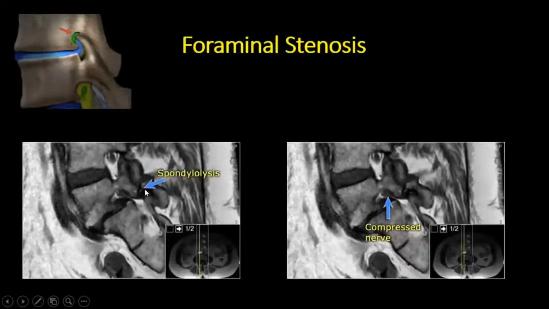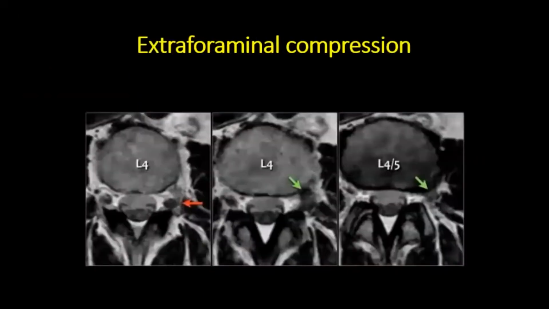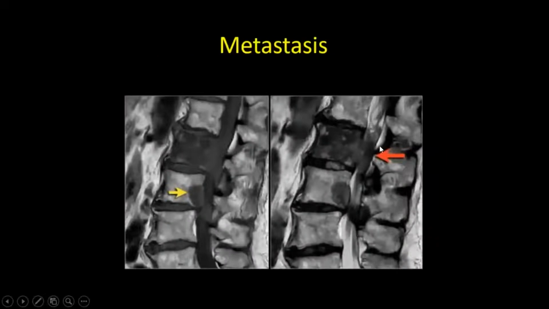Foraminal stenosis can happen due to spondylolysis, which is a fracture through the pars interarticularis resulting in listhesis. So you can see that this vertebral body has translated anteriorly, and what has resulted is that the normal keyhole appearance is lost, and there's deformity of the exiting nerve, which is compressed due to this anterolisthesis resulting from fracture of the pars interarticularis. You could have extraforaminal compression as well, where a laterally directed disc from the posterolateral margin can impinge on the exiting nerve root.